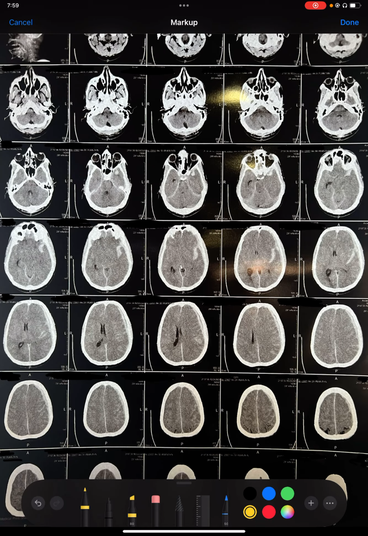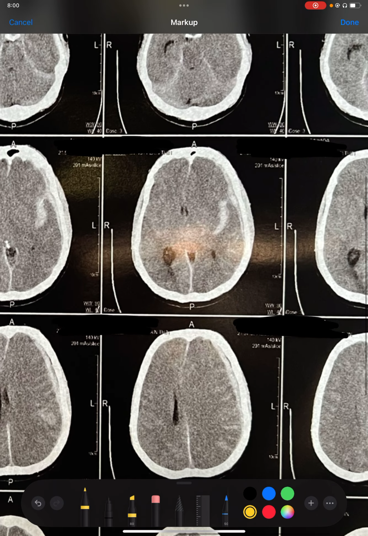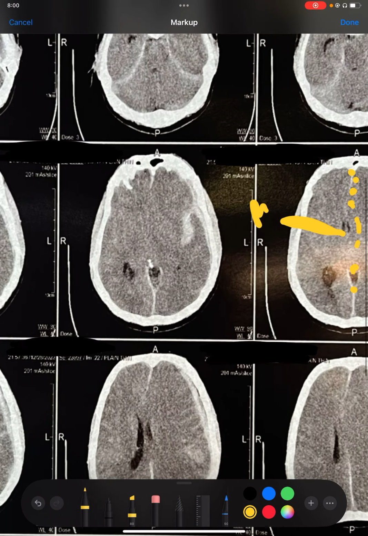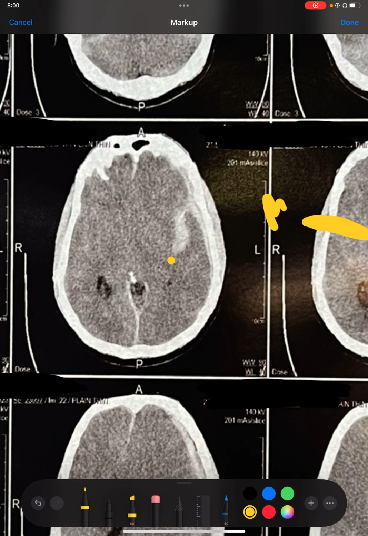Now, this is a CT scan of the brain, which shows very clear-cut and crisp findings. We are seeing that this is the left side and this is the right side of the brain. So, this portion will be left, this portion will be right. What we can very clearly notice is that in the left side of the brain, there is a hyperdense lesion.